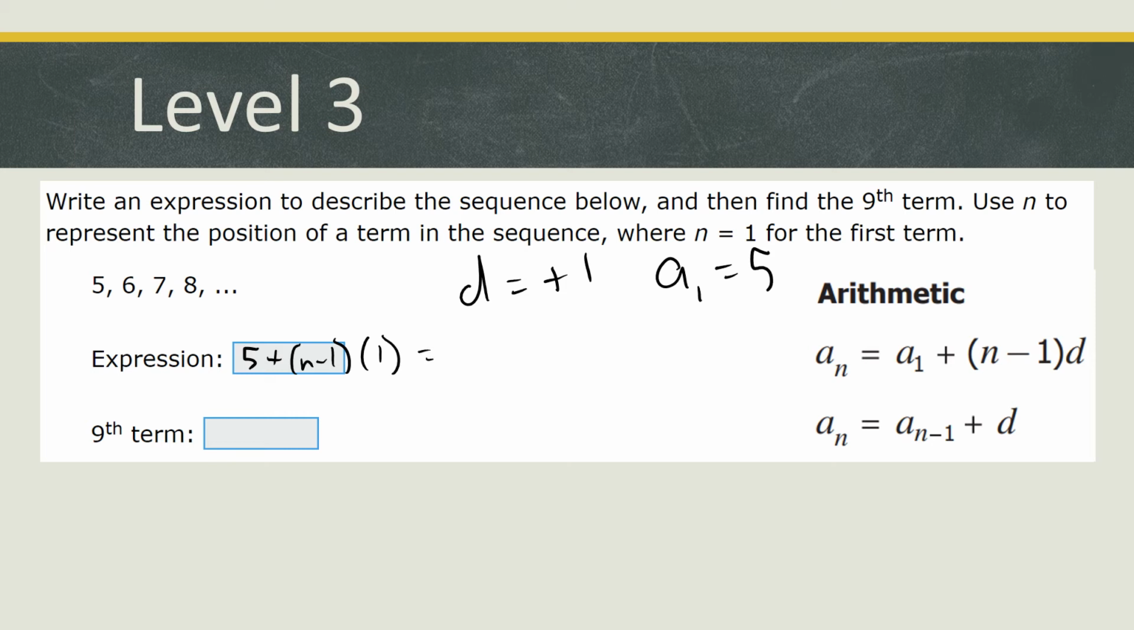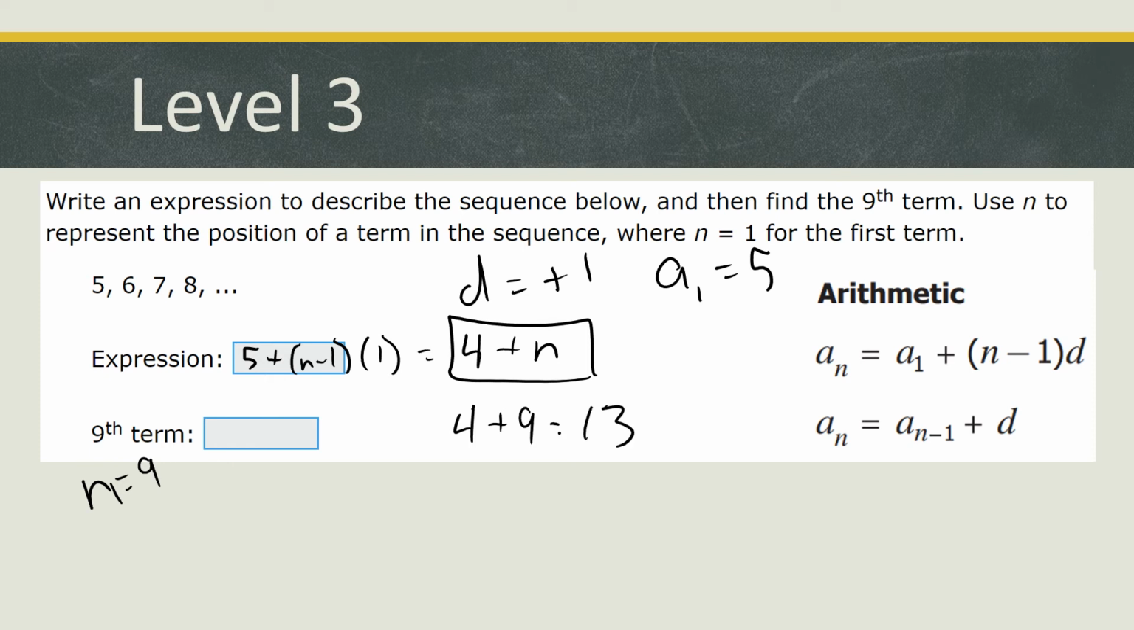And we could simplify this a little bit. If you wanted to go ahead and simplify that, you could, and you'd end up with 4 plus n. All I did was I did order of operations to simplify that. The ninth term in the sequence means if n were 9. So I'm going to plug in 9 for n. So 4 plus 9 equals 13. And so the expression I had here tells me the answer when I plug in the n.